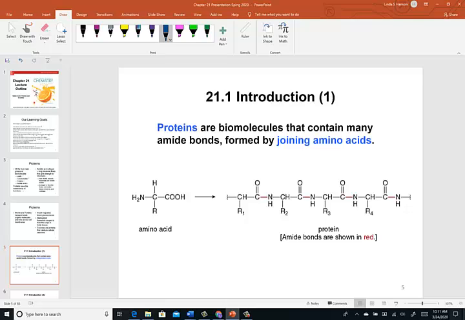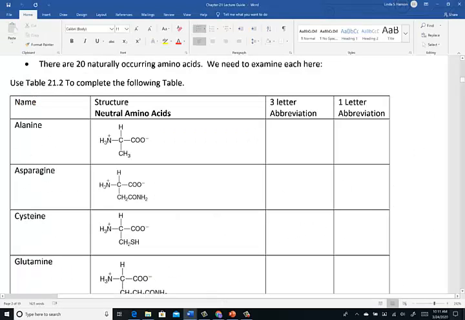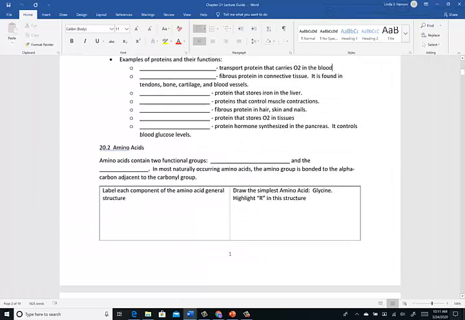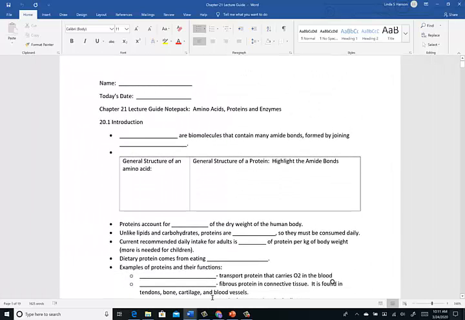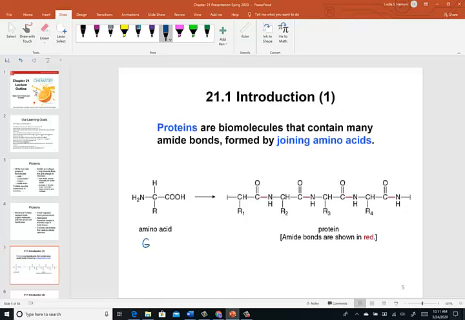Proteins are biomolecules that contain many amide bonds formed by joining amino acids. So just to bring an idea of where we're at in our notepad, we are looking at proteins as biomolecules formed by joining amino acids in a peptide bond. Let's begin right in this section by drawing in a general structure of an amino acid.